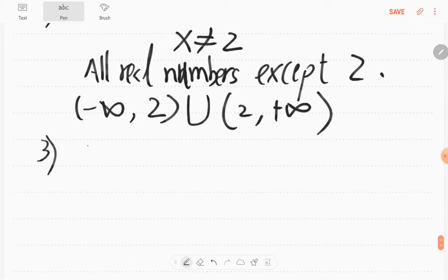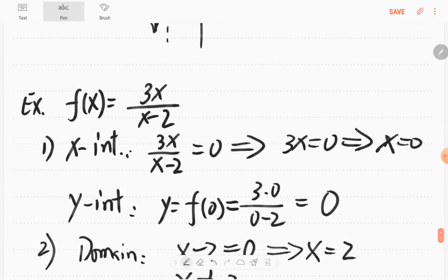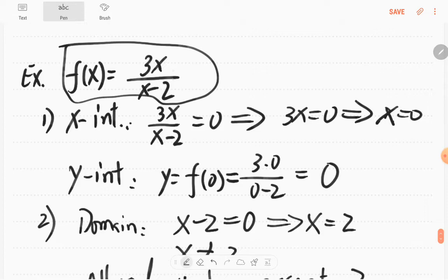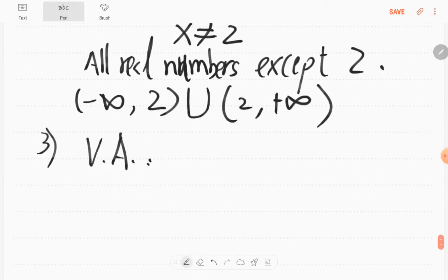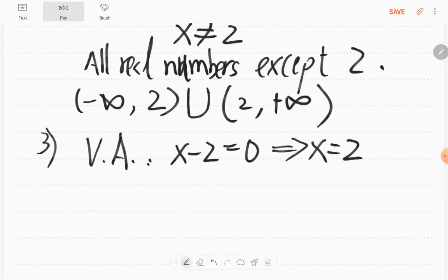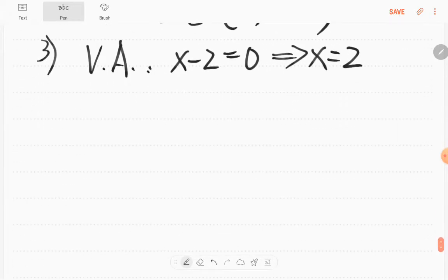3. Vertical asymptote. Since this one you cannot simplify anymore, right? This is already the reduced form. There are no common factors between the top and bottom, so the vertical asymptote is the zeros of the denominator. What are the zeros? You set the denominator equals 0, then solve for x. So x equals 2 is the vertical asymptote.